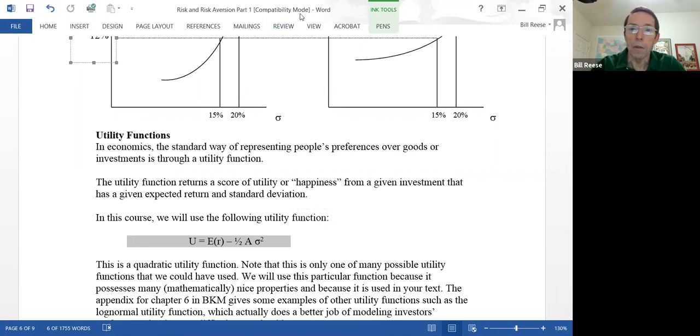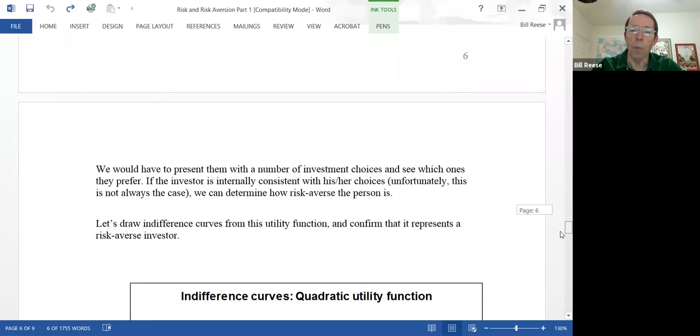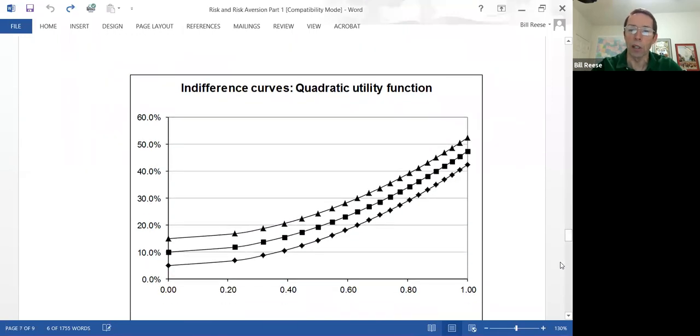Let me stop the share here. Okay, if you scroll down for the next couple of pages on your notes, and let me bring them back up for us to look at here, you will see a couple of examples that will help us be able to see how these indifference curves work with the quadratic utility function.